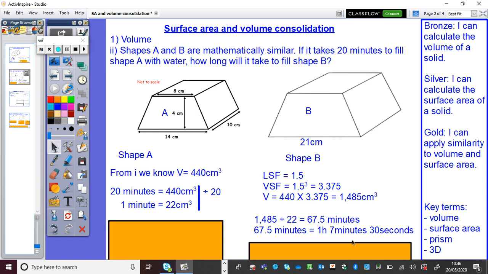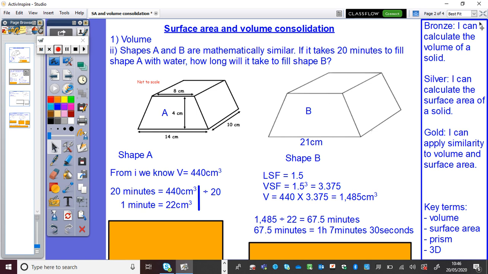Now just be careful that you don't put 1 hour, 7 minutes and 50 seconds. It didn't tell me that it wanted it in hours, minutes and seconds, so 67.5 minutes was a valid answer. That was still correct. I've just decided to change it. If you do that though, please make sure you are careful. That is something that you would check in those last few minutes of your exam when you're going through.